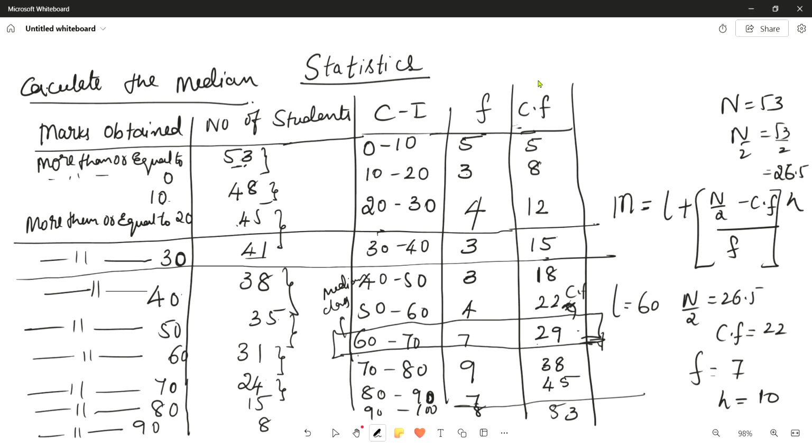So, more than 10, everything will come, all the numbers. More than 20, it's all. So between 10 and 20, how much do you have? Then more than 20, more than 30, 45. Between 20 to 30, 48. Correct? So that's what I will write. Correct.